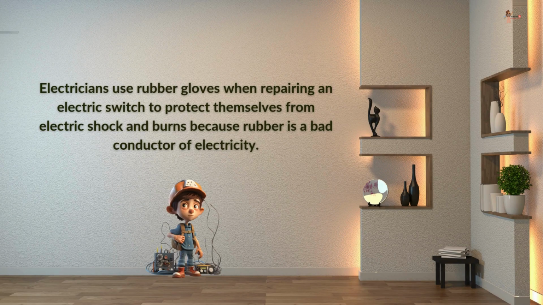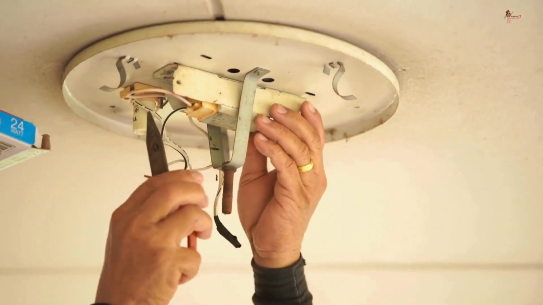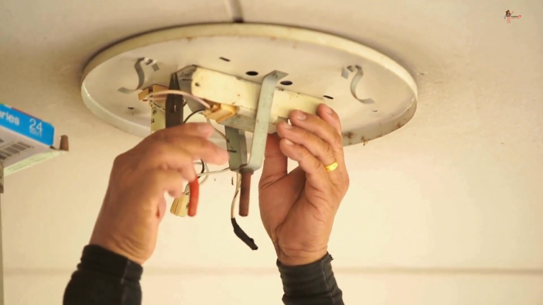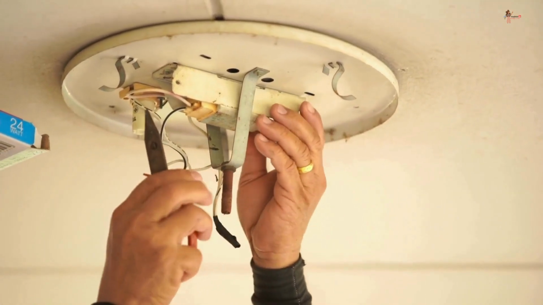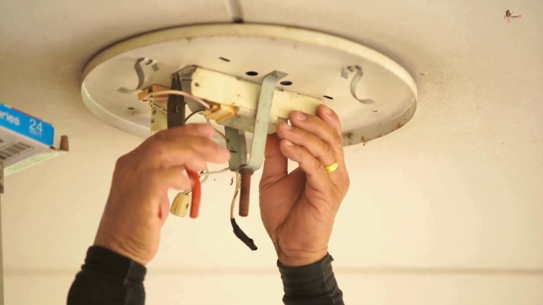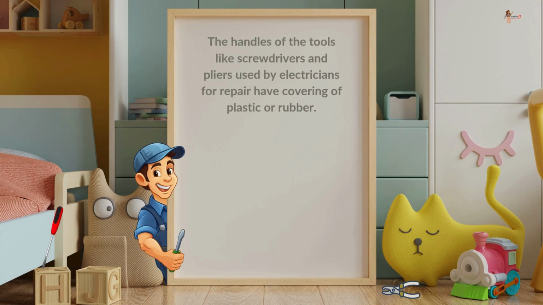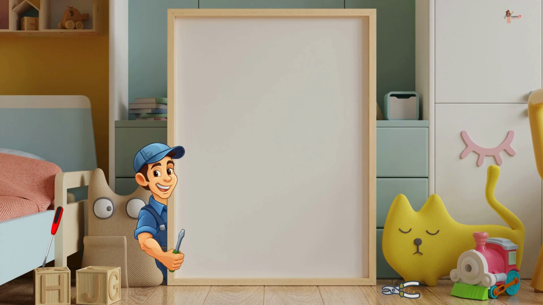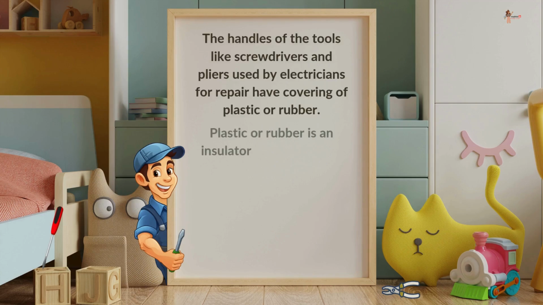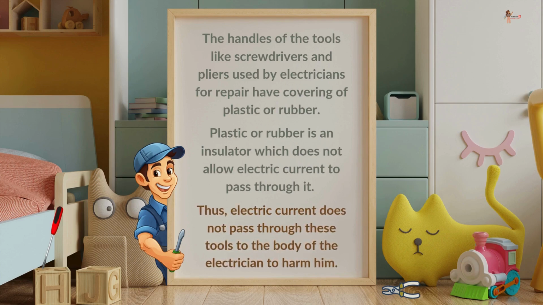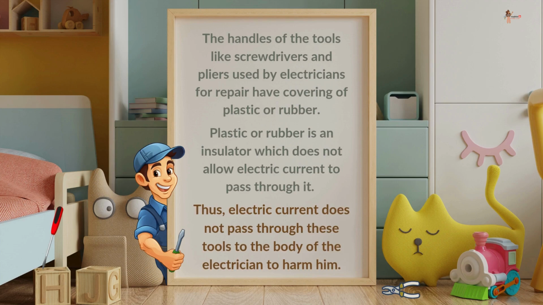Now, since you know this, tell me something. The handles of the tools like screwdrivers and pliers used by electricians for repair work usually have a plastic or rubber cover on them. Right? Have you ever noticed? Now, do you know why? Again, the handles used by electricians for repair have covering of plastic or rubber, which is an insulator and hence does not allow electric current to pass through it. Thus, electric current does not pass through these tools to the body of the electrician to harm him.